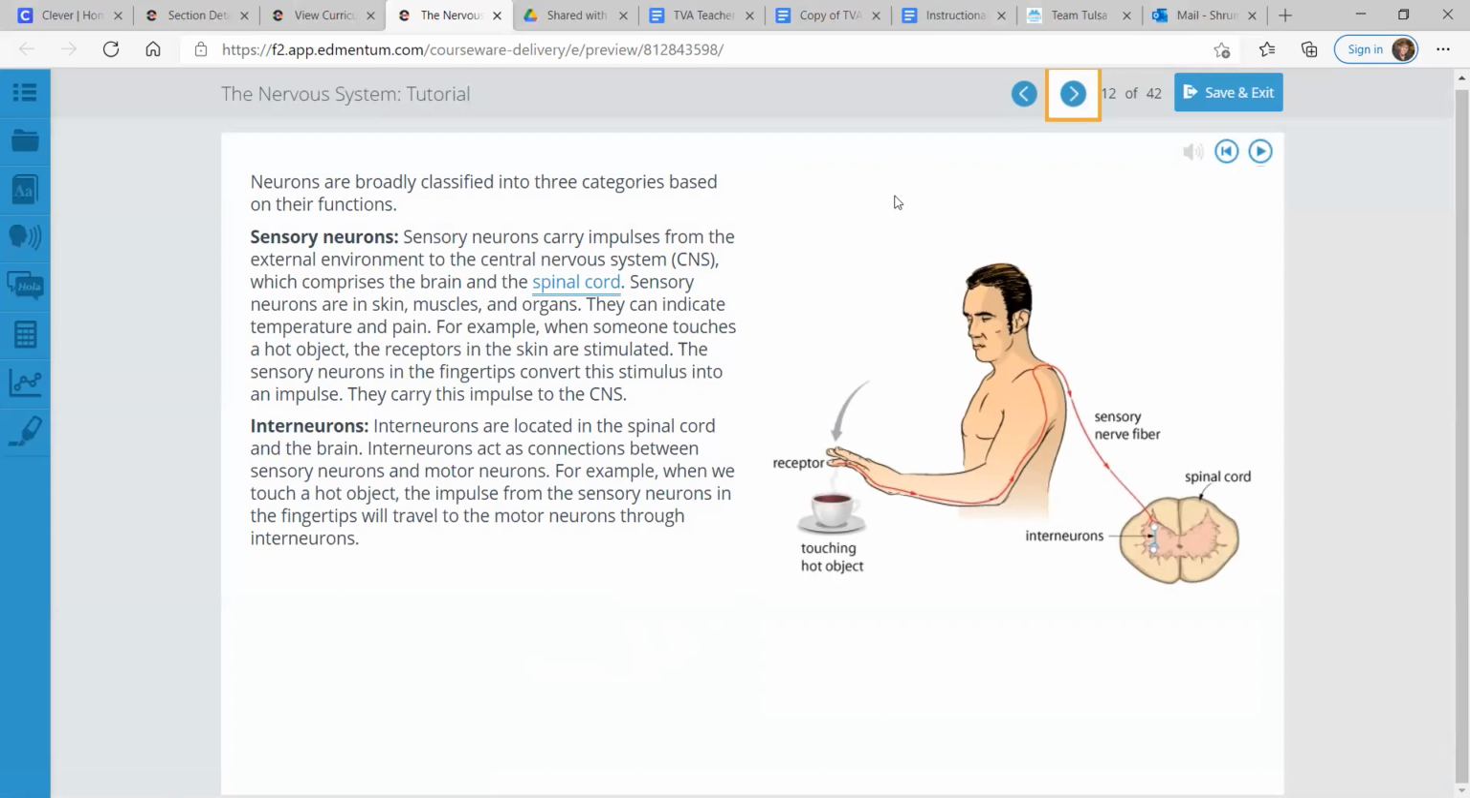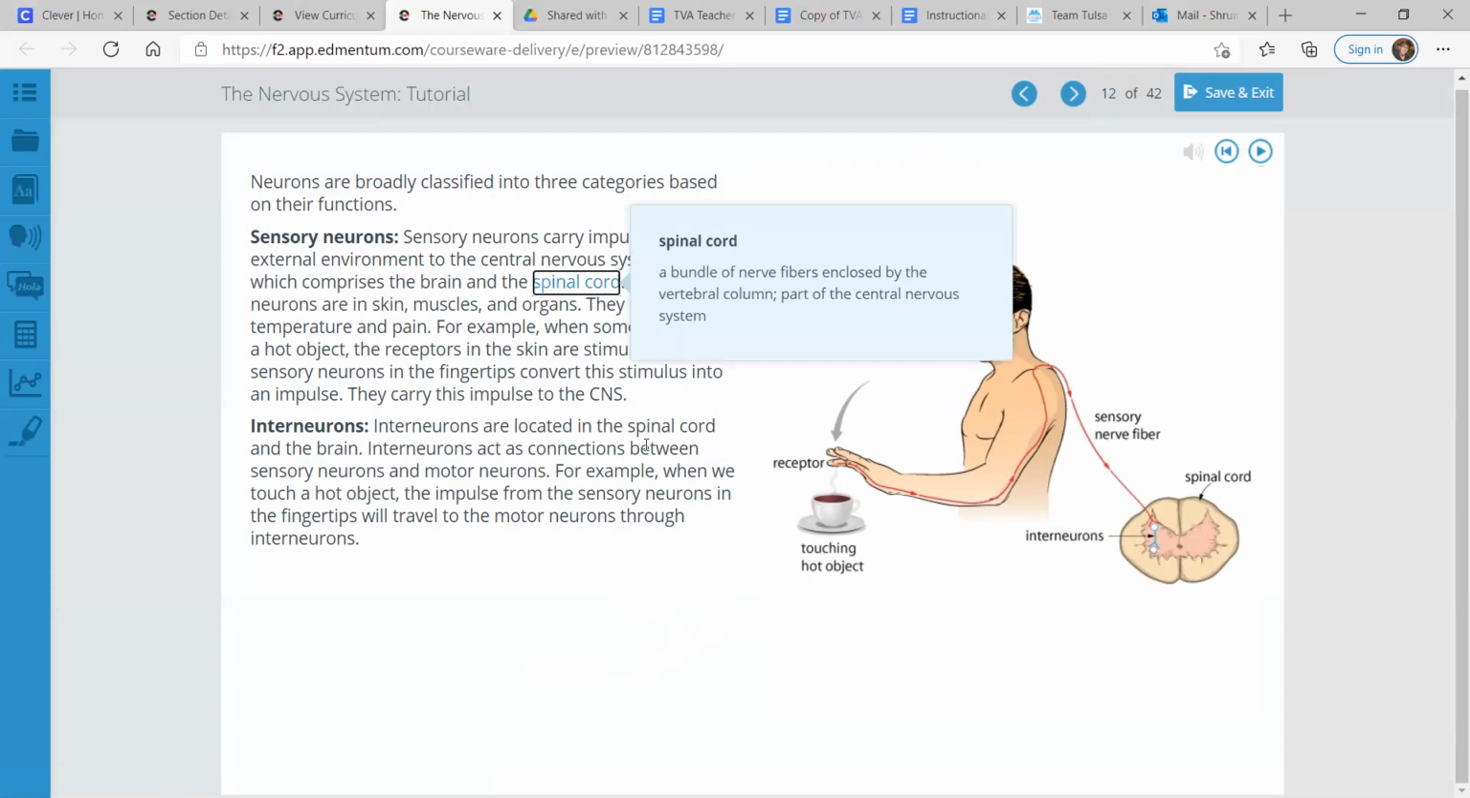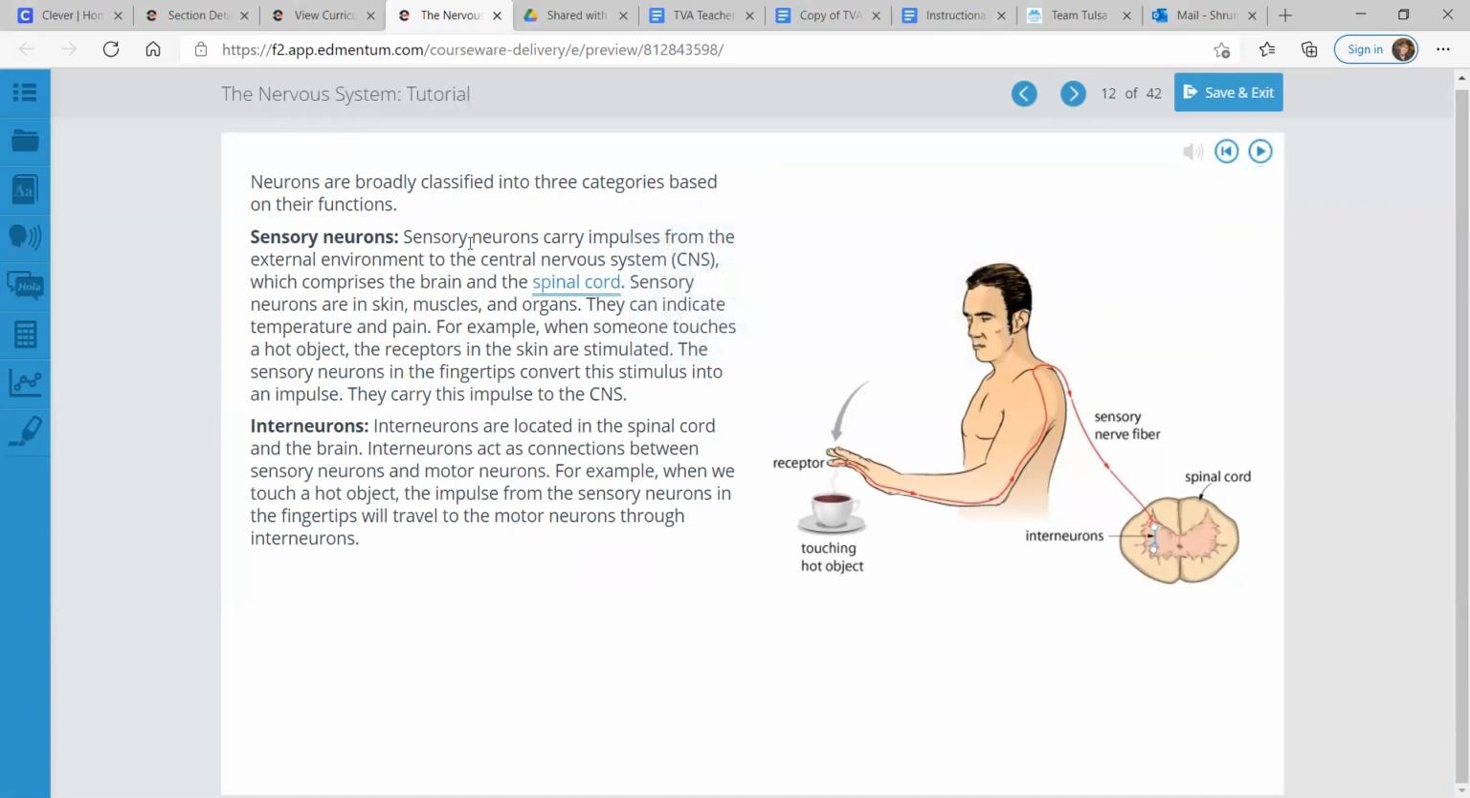There are three classifications of neurons. We have sensory neurons. They carry impulses from the external environment to our central nervous system, or CNS. And the CNS is comprised of the brain and our spinal cord. And that spinal cord is a bundle of nerve fibers enclosed by the vertebral column. So feel your spine along your back at the spinal cord, and that's where a lot of nerves are stored.